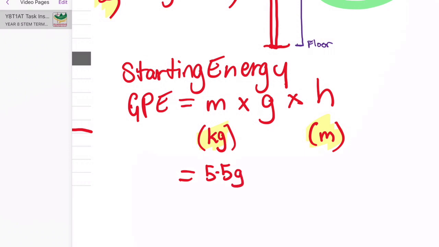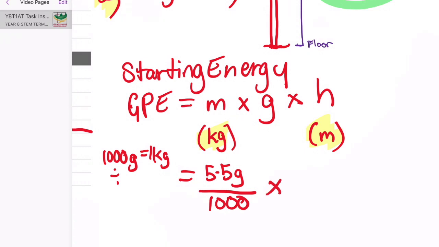Now to turn that into kilograms, grams are a lot smaller than kilograms. Remember, there's 1,000 grams in 1 kilo. So that means you have to divide it by 1,000 to make it smaller. So I'm going to put 5.5 grams. I'm going to divide it by 1,000 to turn it into kilograms.